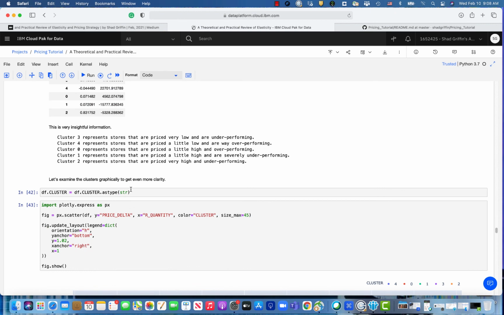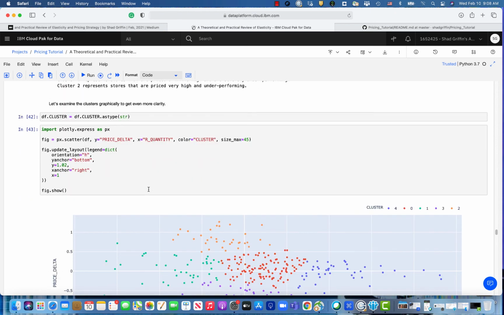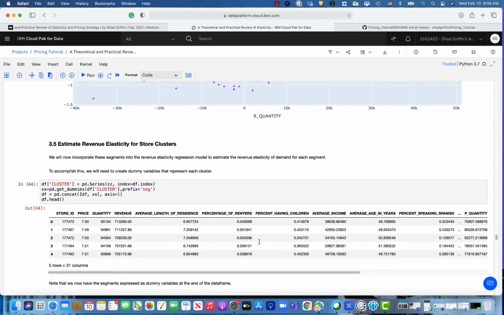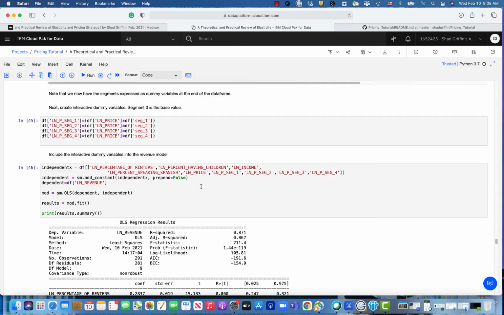Once we have these clusters, here's what it looks like graphically, if you want to look at it. I think that turned out pretty nicely. So once we have these clusters created, we can calculate the revenue and price elasticity of demand for each one of those groups of stores. And that's what I do here in this section.